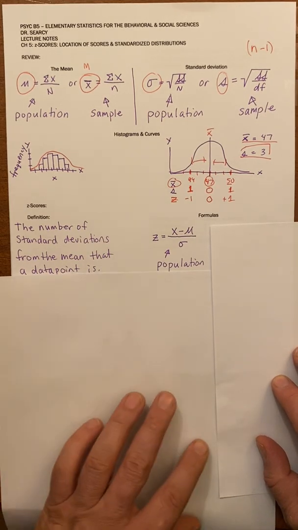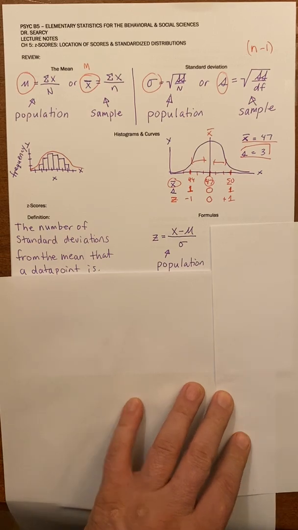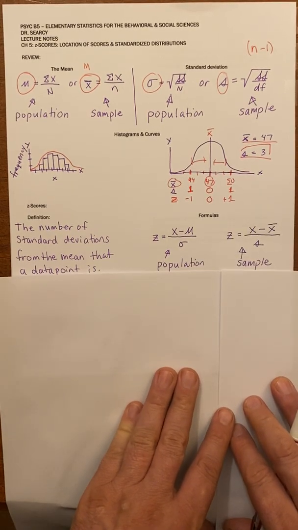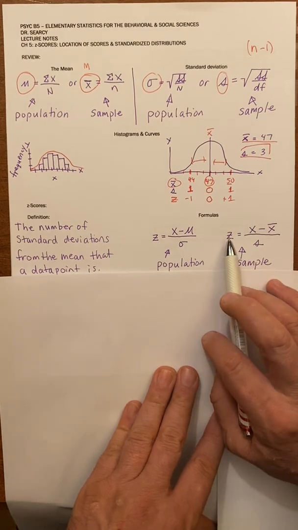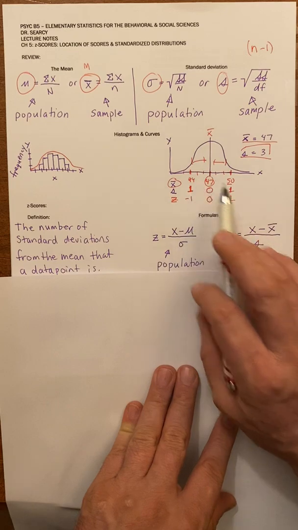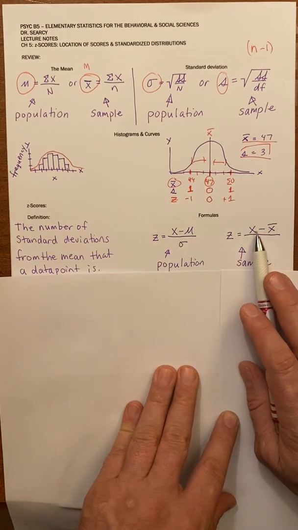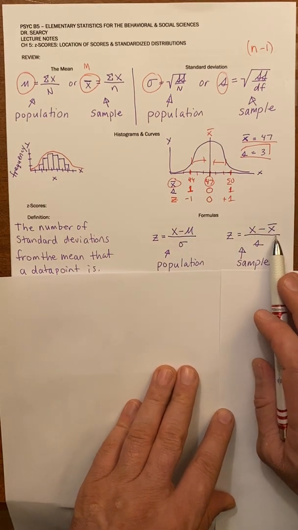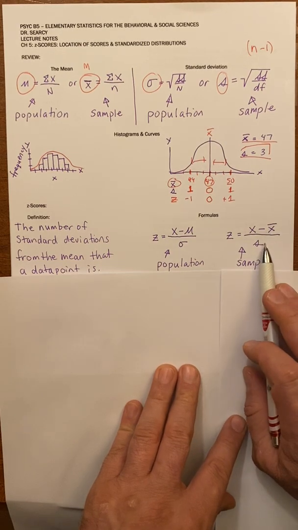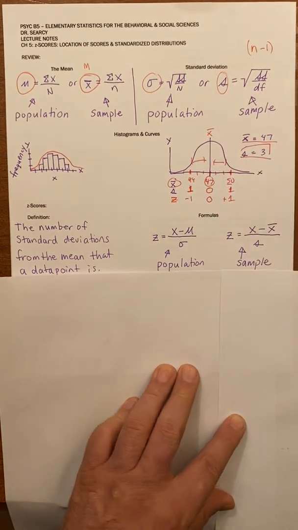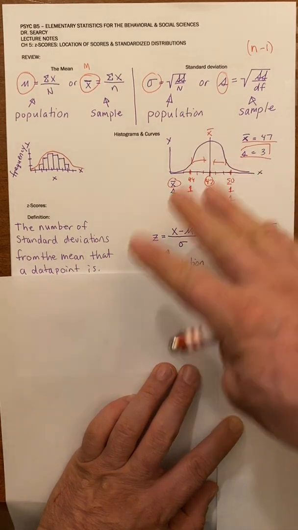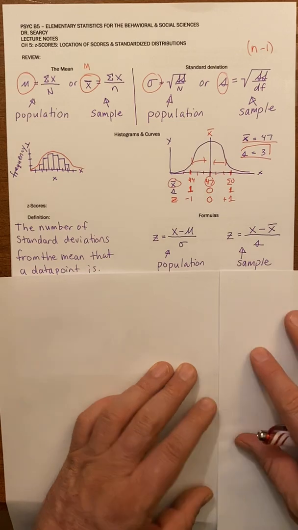So now let's just take a look at what the sample version of this formula looks like. Again, you're solving for a z. You still have some x value that you're being given, and you're still going to subtract a mean from it. In this case, though, it's going to be the sample mean, and that's going to be above the sample standard deviation.